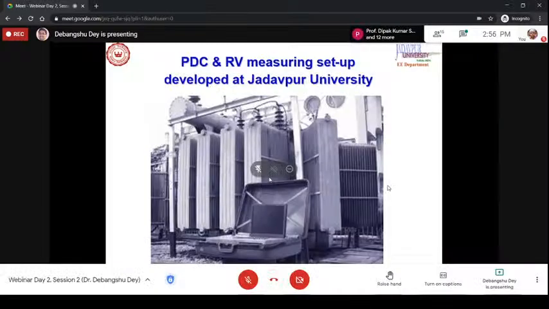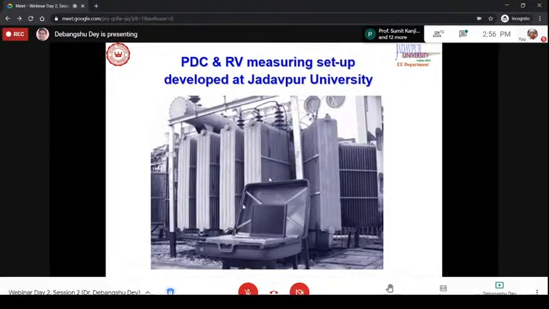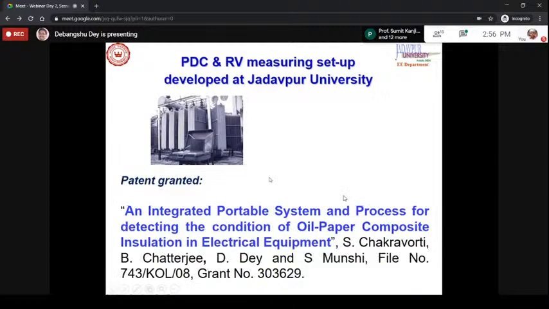And you can see it is usually an old travel suitcase. Within that suitcase we have placed our system, and we have measured that at Farakka. This is the real life testing we have performed, and we have got different types of readings. As we have designed this kind of an instrument, we just patented that, and the patent was granted.